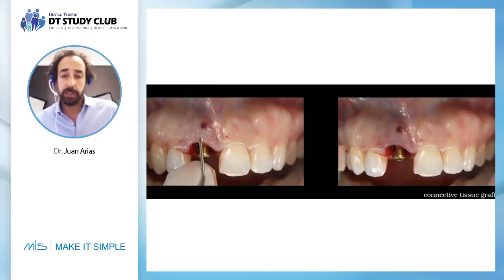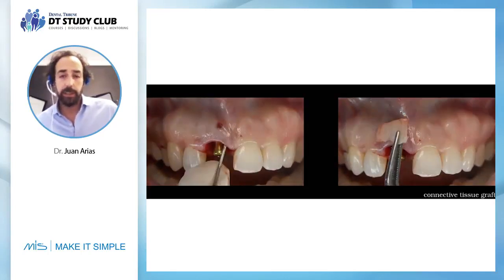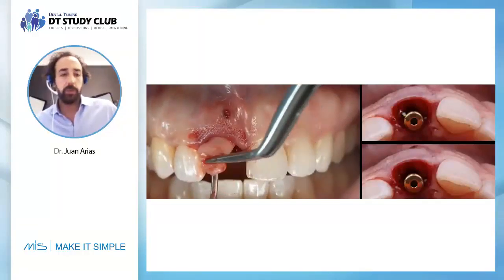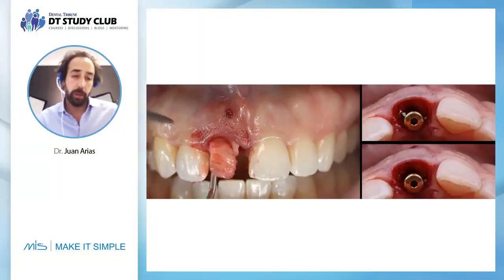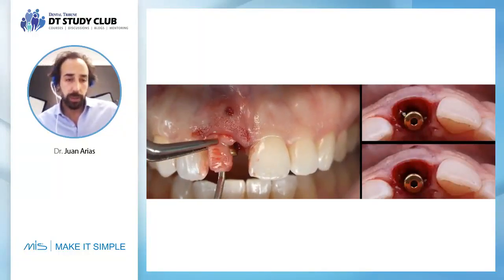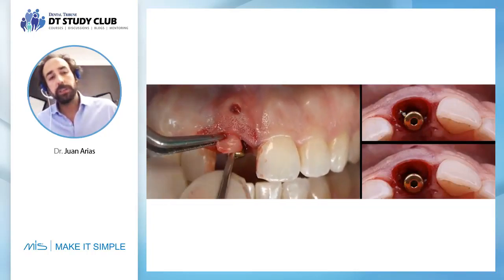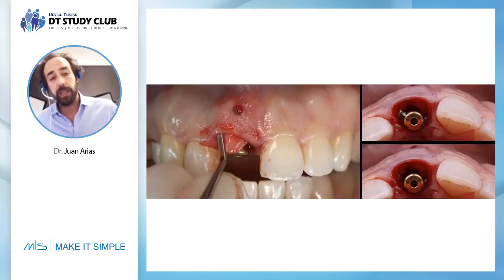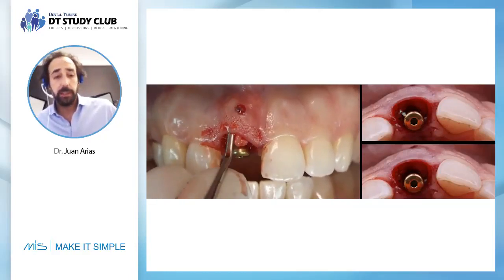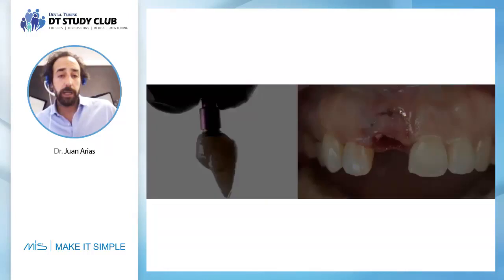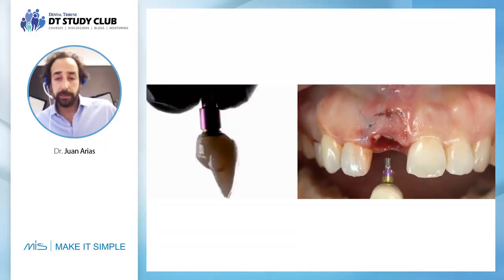This is a free connective tissue graft without the epithelium. So we introduce it all the way through the buccal zone, so it will give us volume, and there will be no risk for recession or aesthetic problem for the implant. So we introduce it all that way, and it will look more or less like this.